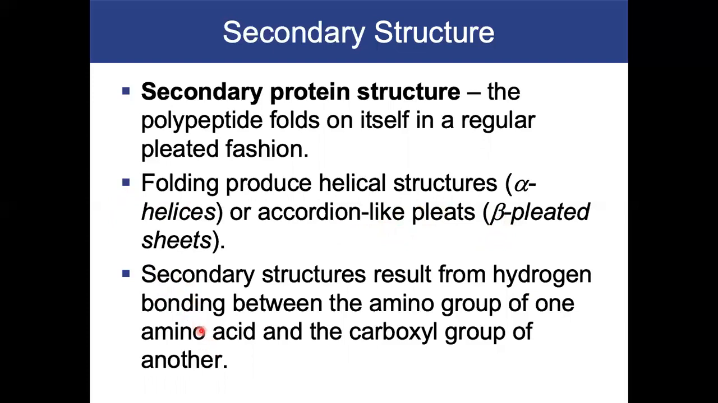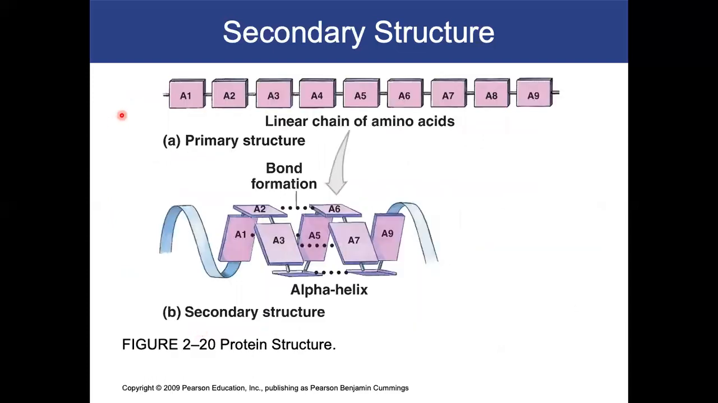Here's an example of an alpha helix, right? So here's amino acid 1, 2, 3, etc. And there's the hydrogen bonds. And if you remember back to chemistry, these hydrogen bonds are really weak. And again, they're dotted lines, so they're really weak, so they can break, but it's going to stabilize it a little bit.